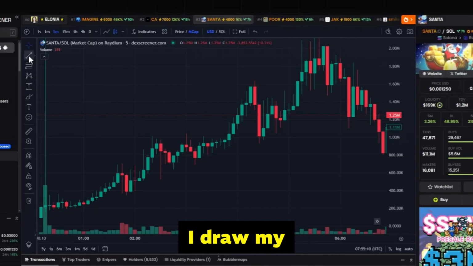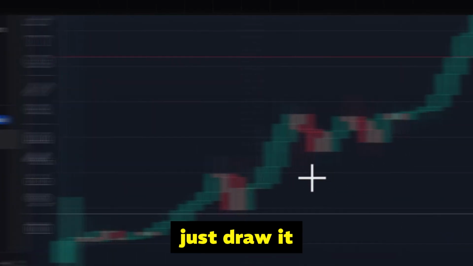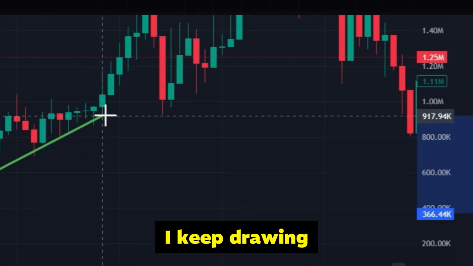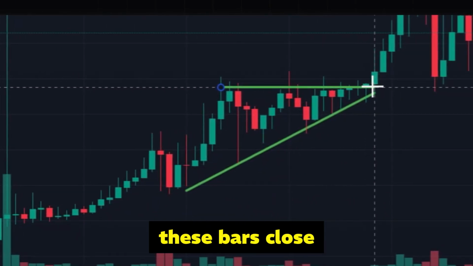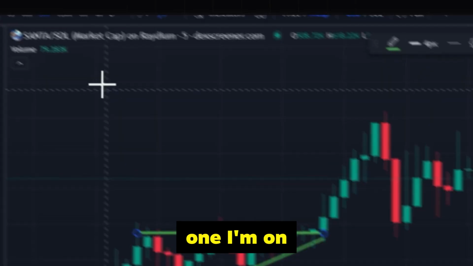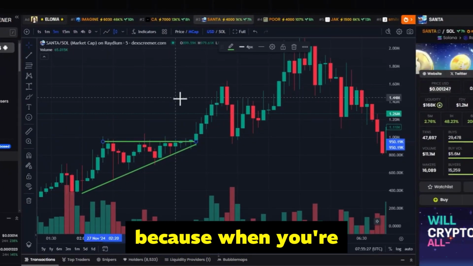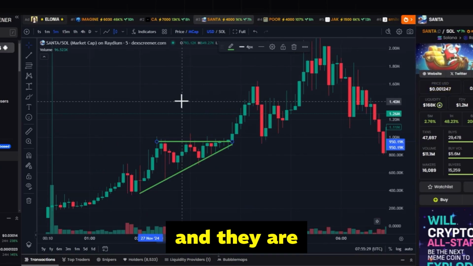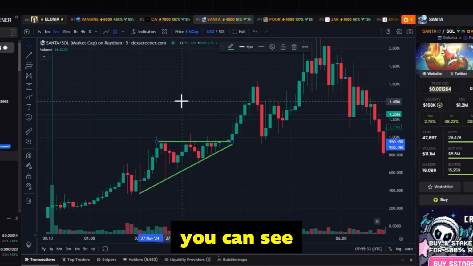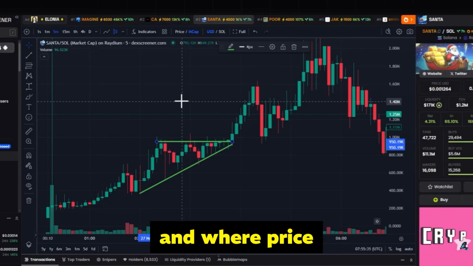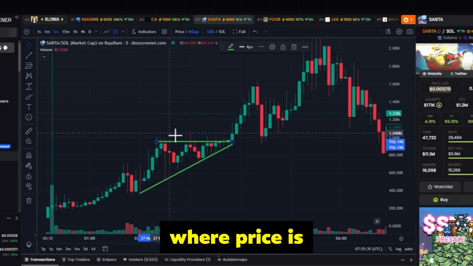And we can see that if I draw my line right here, I click trend line, and then I just draw it from the bottom, and I keep drawing it to there. Then I take another trend line and I draw it across the top of where these bars close. And you can see for this one, I'm on the 5-minute chart. I'm not on the hourly chart, and there's a reason for that. Because when you're actually trading these meme coins, and they are just starting out, you ideally want to be on the 5-minute chart. That way, you can see where price is getting resisted at and where price is moving at, and that way you can buy in and understand where price is going to move.